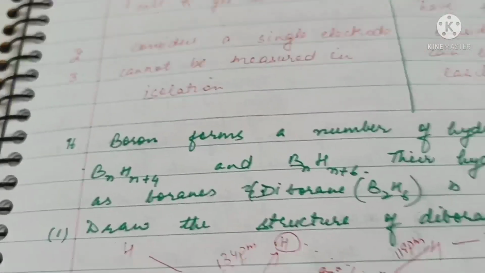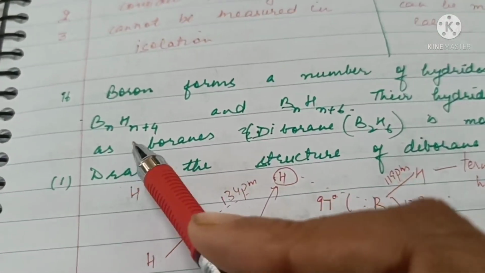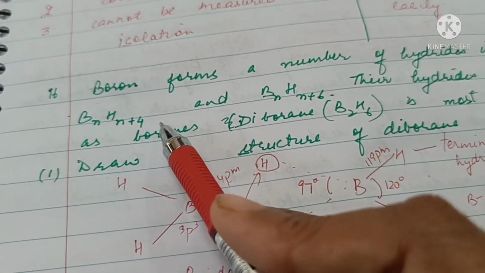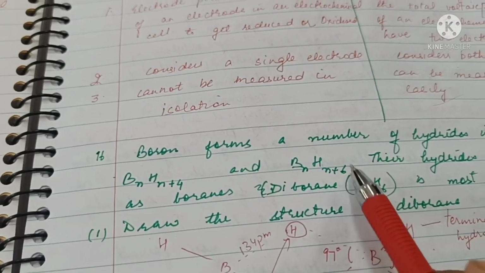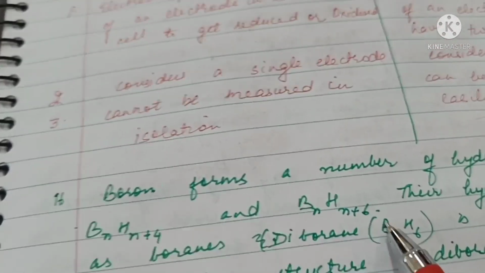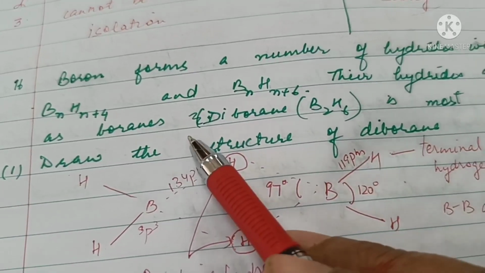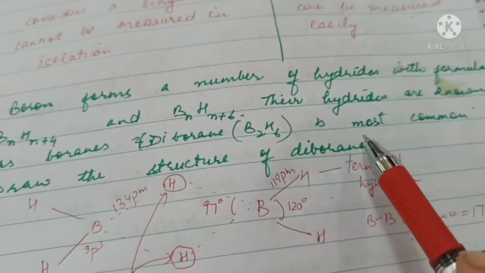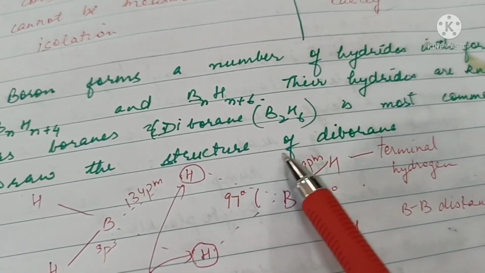Boron forms a number of hydrides with formulas BnHn+4 and BnHn+6, nidoborane and arachnoborane. These hydrides are known as boranes. Diborane is most common. Draw the structure of diborane.